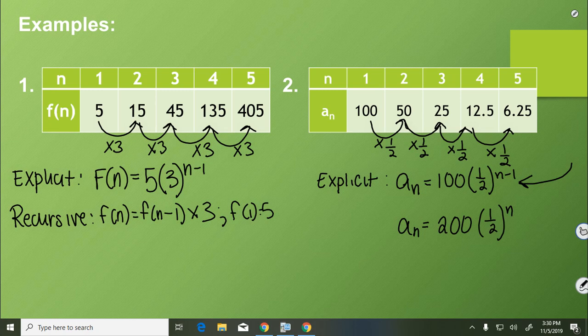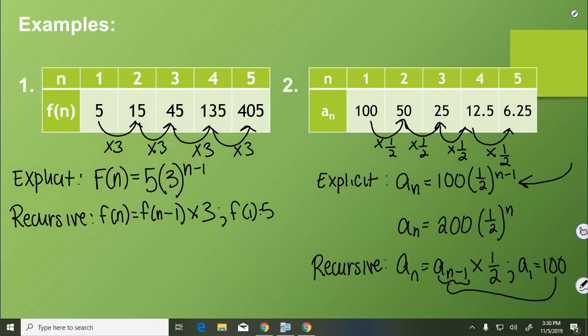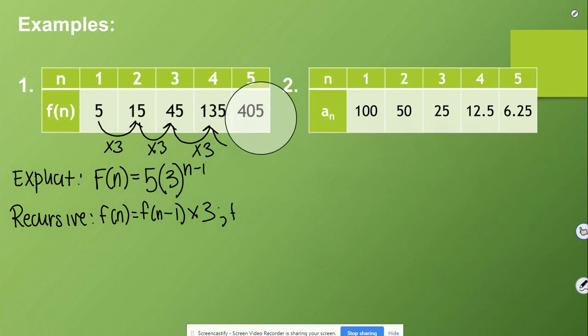And if I plug this into my calculator and pull up the table, 200 will match up with 0 for the x. All right, and then recursively, we have a of n equals a of n minus 1 times 1/2, where the first term is 100. And again, that would generate the sequence. If I plug 100 in for a of n minus 1, and multiply it by half, I get 50. If I plug 50 in for a of n minus 1, I would get 25, and so on.